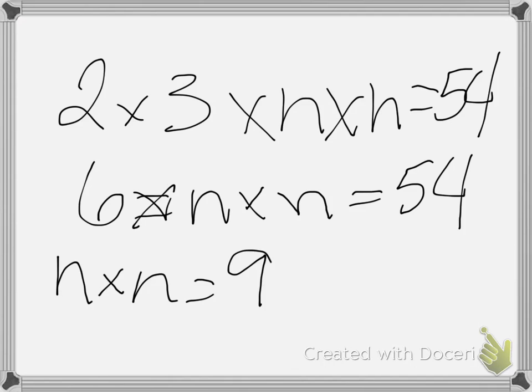So what's another factor of 9? 3. So if I do 3 times 3 times 3 times 2, I get 54. 2 times 3 times 3 times 3, I get 54. So our n's have to be 3, because 3 times 3 equals 9. Or you could do 9 and 1. Either way. Let me see your work.